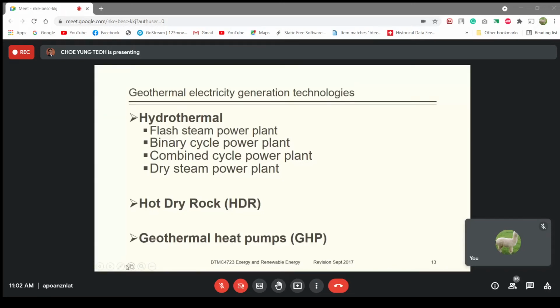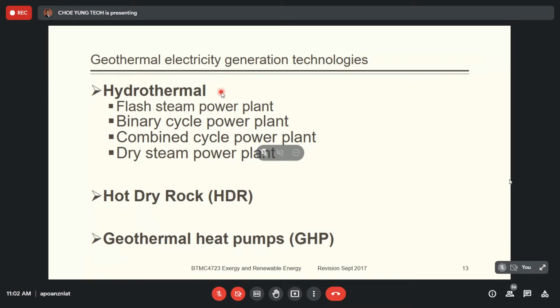Geothermal heat pump. Okay, and then this hydrothermal is actually one of the best methods to convert geothermal energy into electricity. The hot dry rock method will be very expensive. And the geothermal heat pump is not expensive, but it is low quality heat, mainly just for heating up the environment, or to provide heat to the surroundings.